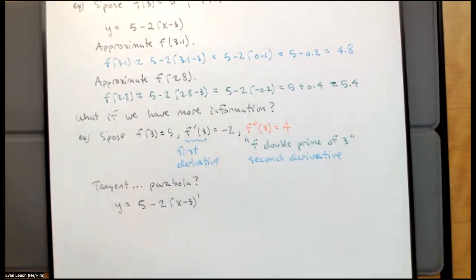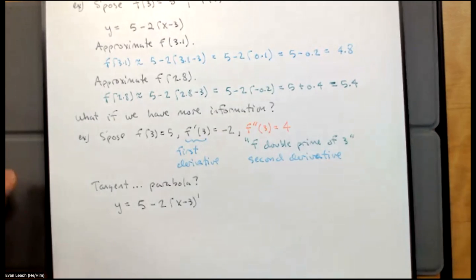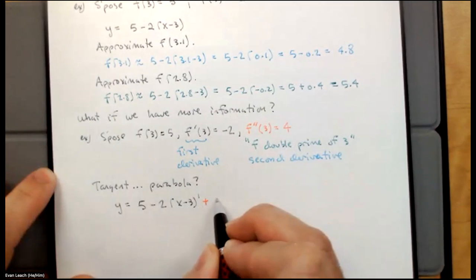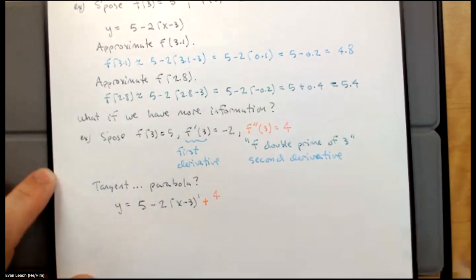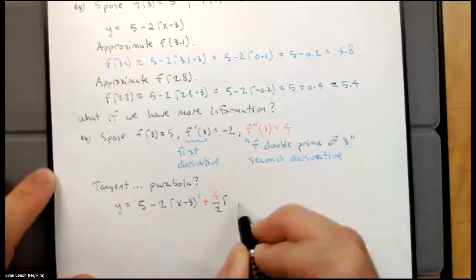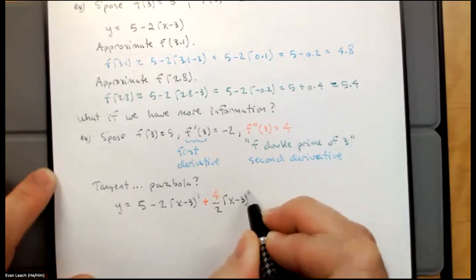I'm going to highlight the fact that a linear function is a first degree polynomial. That means its biggest exponent is a 1. This is the same linear approximation we had before. But now with this information, I'm going to say plus 4, we have to divide it by 2, but it's still an x minus 3 squared.